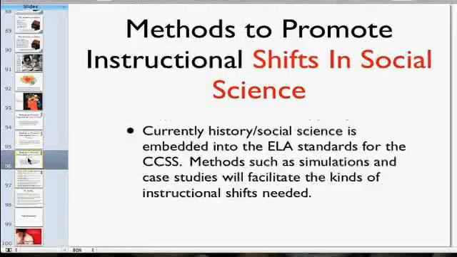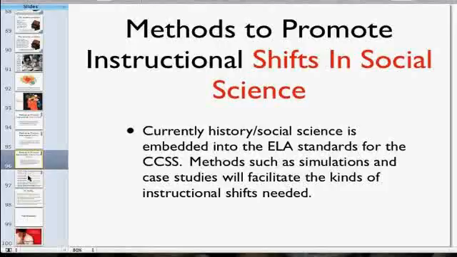And then methods to promote instructional shifts in social science. Anytime you can use things like simulations and case studies, Socratic seminar, etc., where students are able to articulate their thinking, it's going to be really helpful for kids.